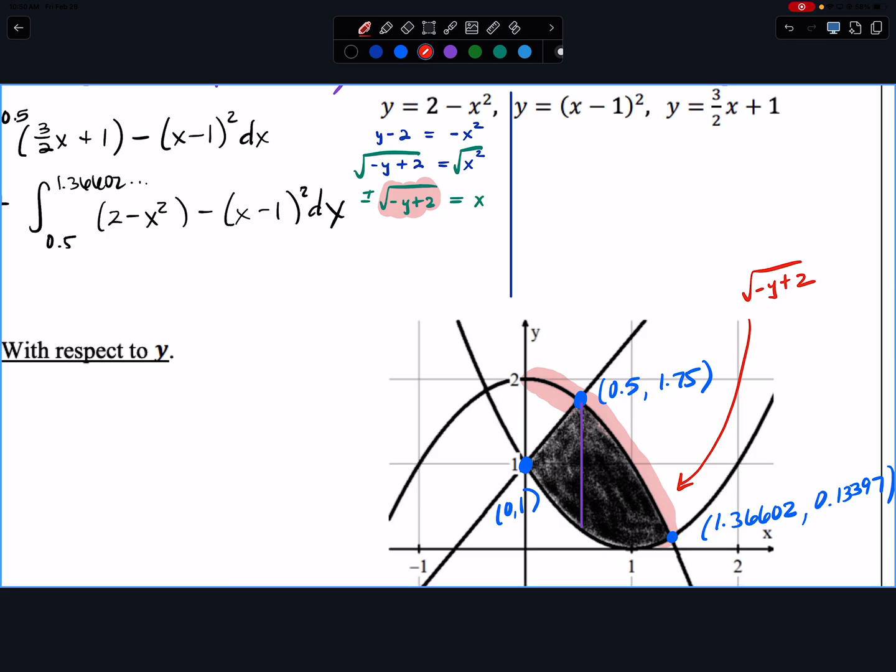Now for the middle part. How do I solve for x? What do I do first? Square root both sides. So I have plus or minus the square root of y is equal to x minus 1. Add 1 to both sides. So x is equal to square root of y plus 1, or x is equal to negative square root of y plus 1.